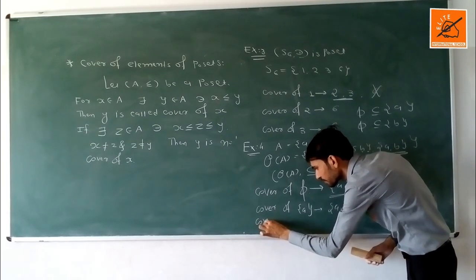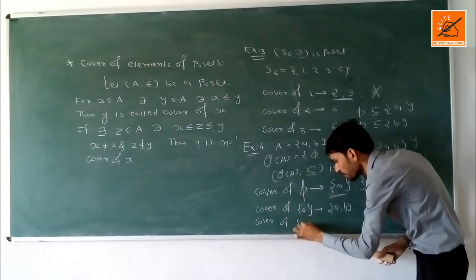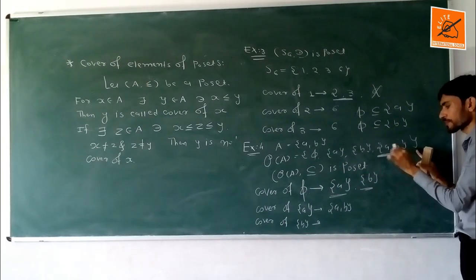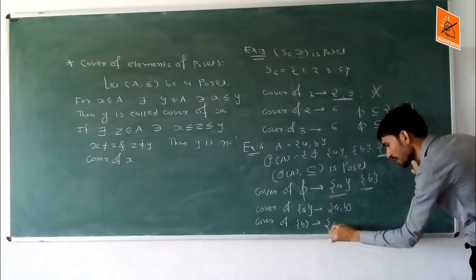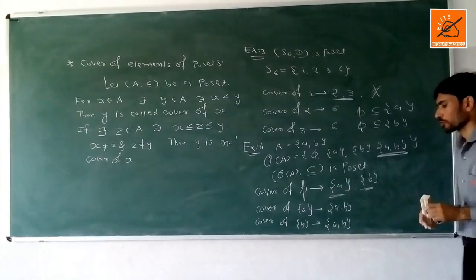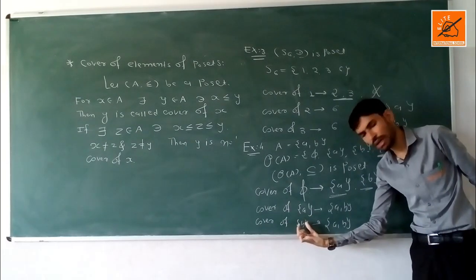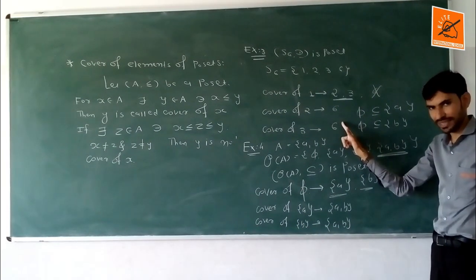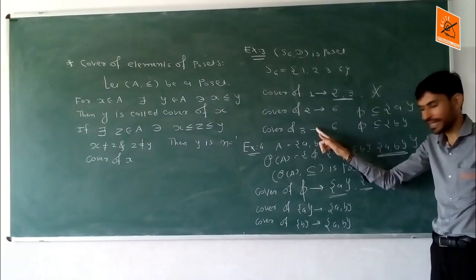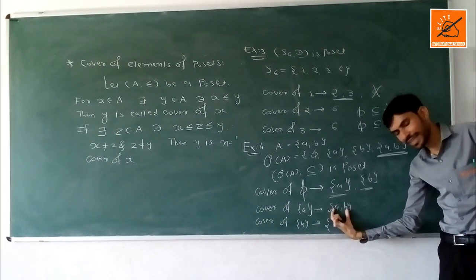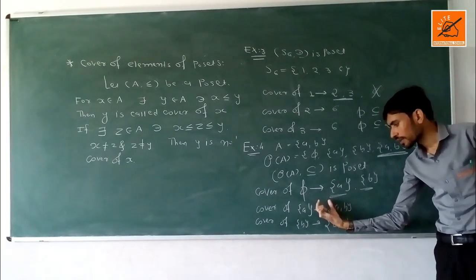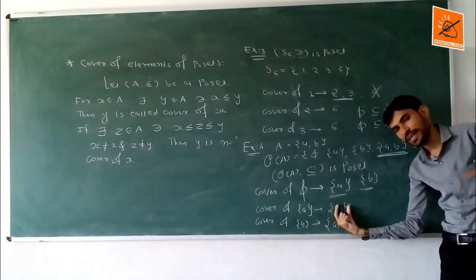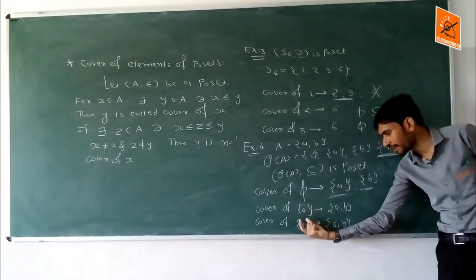Similarly, the cover of singleton {b}. So singleton {b} is only a subset of set {a, b}, so it is directly related with {a, b}. So set {a, b} is a cover of {b}. In our earlier case, 2 and 3 only divide 6, so 6 is a cover of 2 and 3. Same case right here. Set {a, b} contains singleton {a} and singleton {b}.